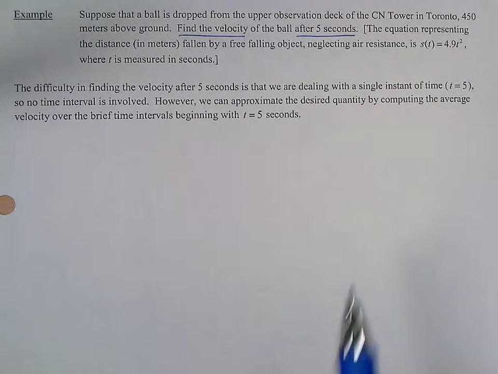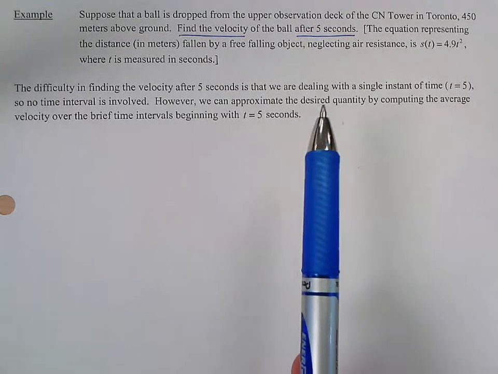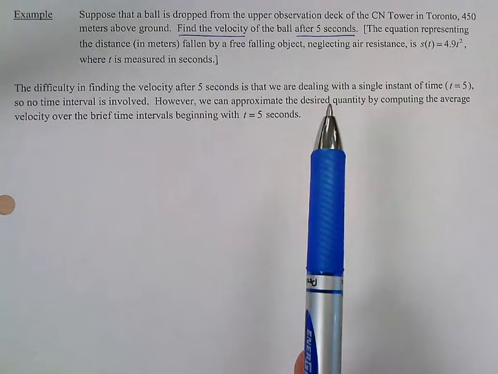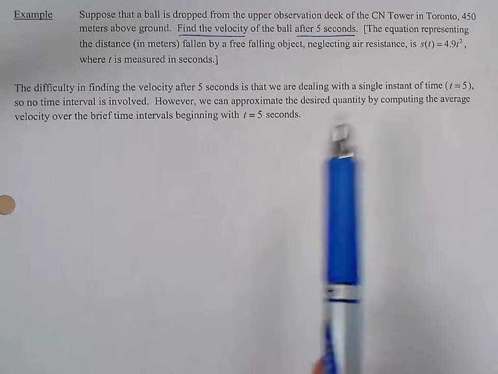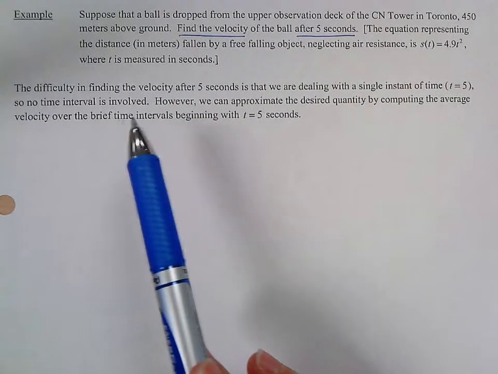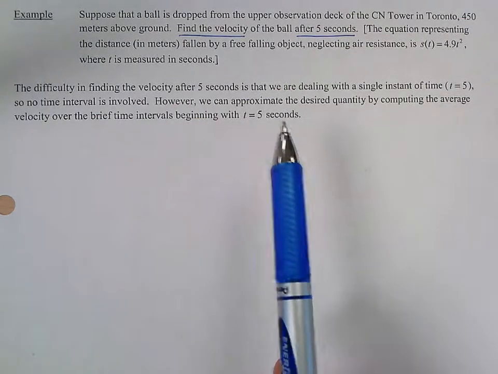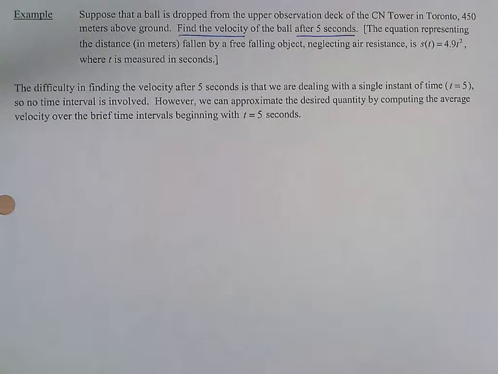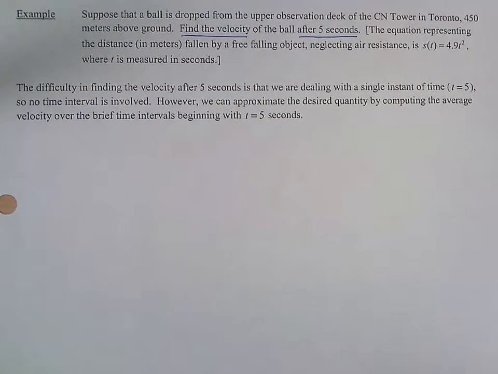So it says we can approximate the desired quantity. We can approximate instantaneous velocity by computing average velocity over brief time intervals beginning with t equals 5 seconds, and then making those time intervals shorter and shorter and shorter. I'll just do 3 here.